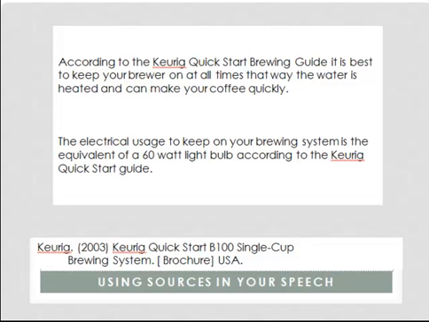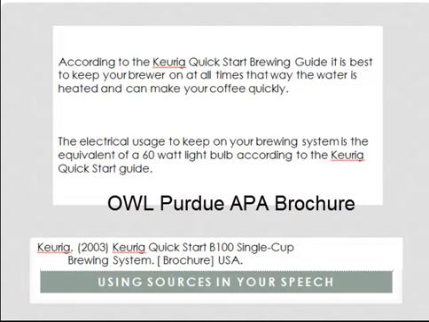And at the bottom of the page, I include what that reference would look like in APA. The way that I found that was I typed in OWL, O-W-L, Purdue, and then I typed in APA brochure, and it showed me quickly how I cite a brochure in APA format.